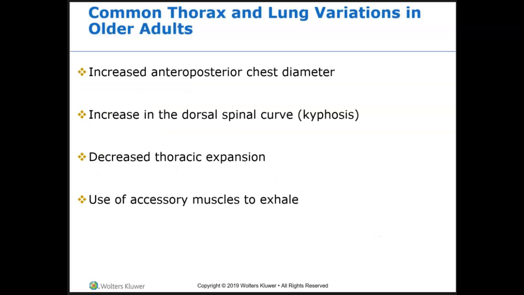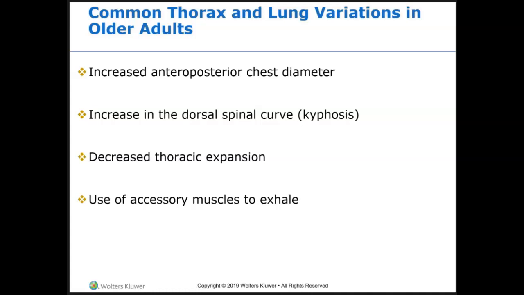Okay, common thoracic and lung variations in older adults. So as adults age, right, they do get exposure to chronic conditions, as well as acute, but chronic conditions over time. So there could be an increased anterior, posterior chest diameter. We are going to talk about that pretty heavily in block 1, right, and in block 2 and so forth. We might have an increase in the dorsal spinal curve or kyphosis. We might have decreased thoracic expansion.